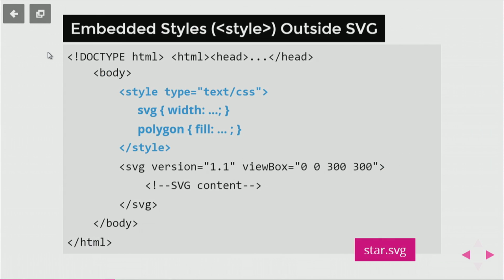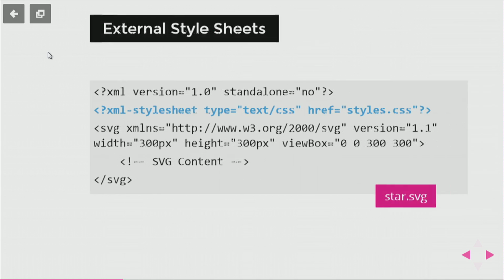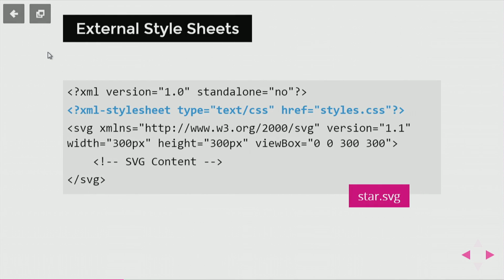You can also specify the styles in a style tag outside the SVG if you're embedding the SVG inline in an HTML document. Note that the SVG here does not have an XML namespace attribute. You don't need that if you're embedding it in an HTML5 document. Notice the doctype at the top, it's an HTML5 document. And last but not least, if you want to completely separate your styles from your structure and from the SVG, you can reference an external CSS style sheet using the xml-stylesheet element inside the SVG file.